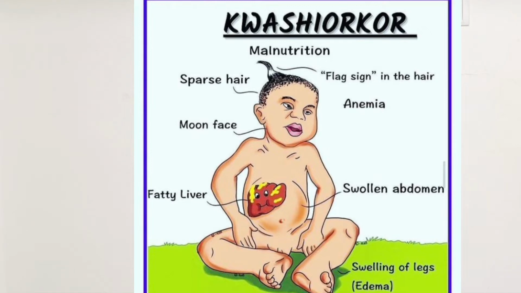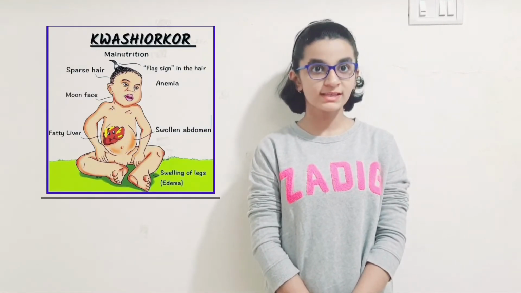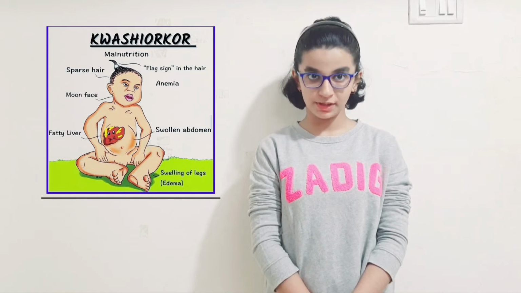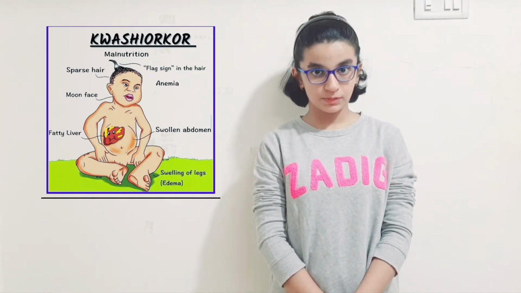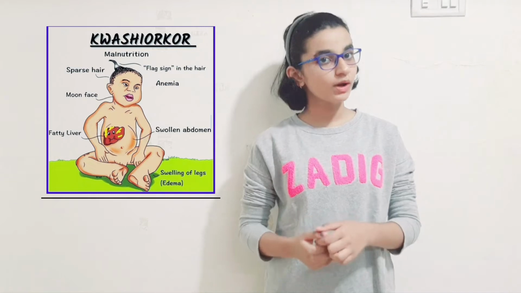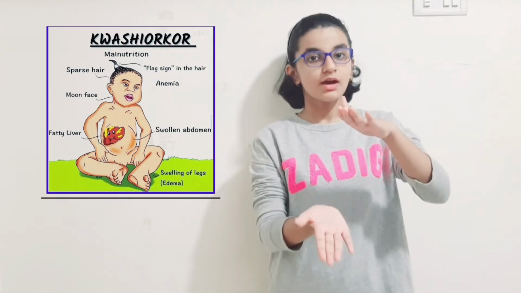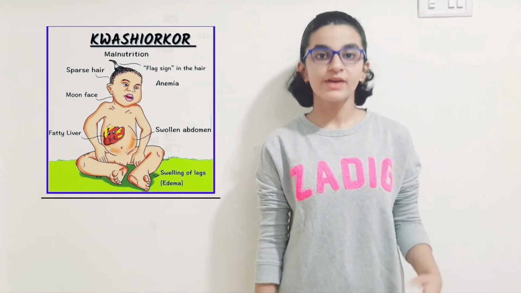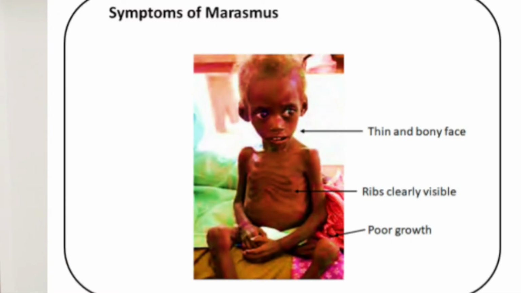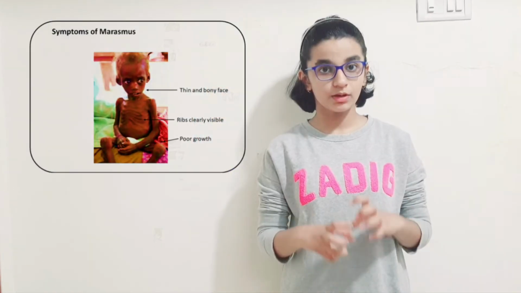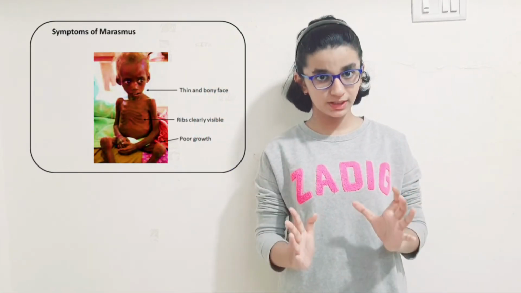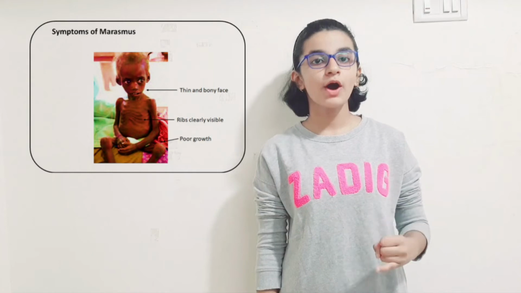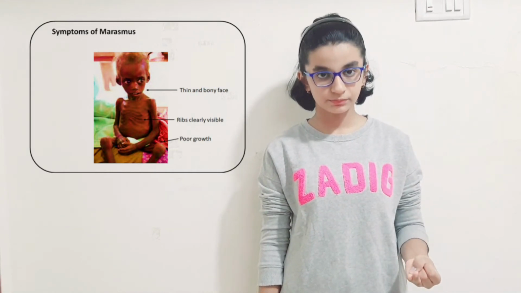Kwashiorkor is a deficiency disease that is caused due to the lack of proteins, carbohydrates, and fats in our body. Its symptoms are low appetite, swollen belly and ankles, retarded growth, and fatigue. We can overcome it by eating protein-rich food. Number 2, marasmus. Marasmus is a disease which is caused due to the deficiency of carbohydrates and proteins in our body.